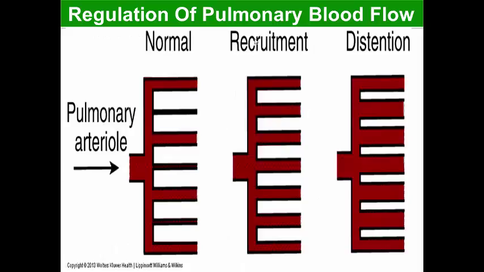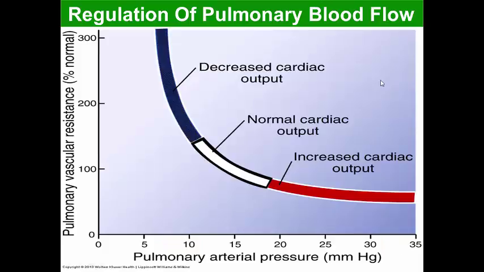So here, these are the normal pulmonary artery capillaries. This is the pulmonary arteriole. This is recruitment. Now the collapsed capillaries at the apex of the lung are recruited and open. And not only do we have recruitment, but we also have distension. So in this figure, on the x-axis, this is the pulmonary arterial pressure, and on the y-axis, this is the pulmonary vascular resistance. And this is the cardiac output.